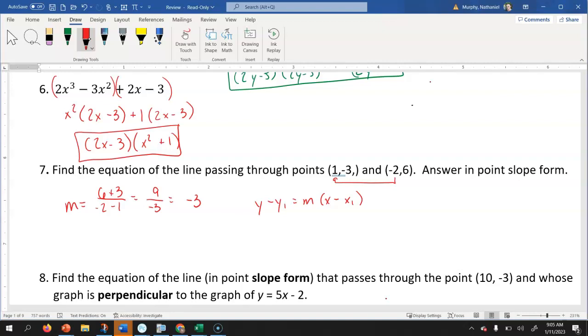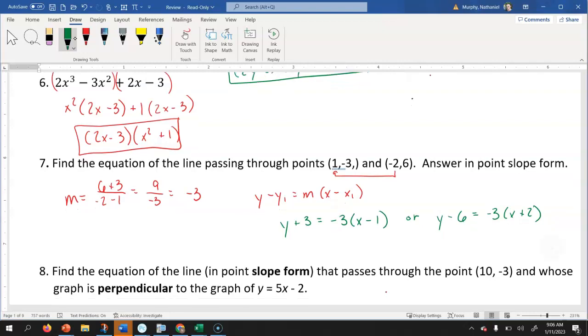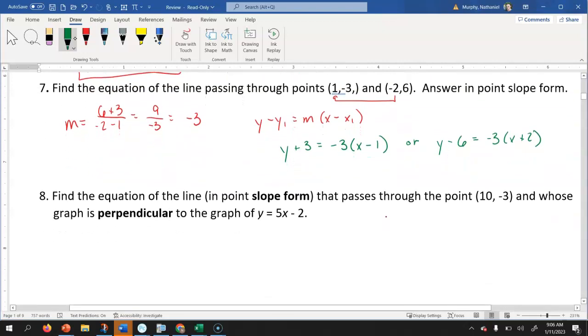So let's say if I use the first coordinate, it would be y minus negative 3 becomes y plus 3 equals my slope, which is negative 3, times x minus my x1, so that'd be 1. Or we could use the other coordinate. So we have y minus 6 equals my slope, which is negative 3, times x plus 2. Now it says to leave it in point slope form, but if we did simplify these and got them in slope intercept form, they both look identical at that point.